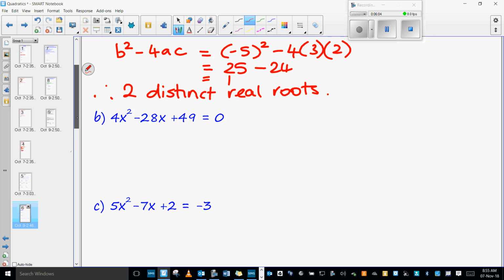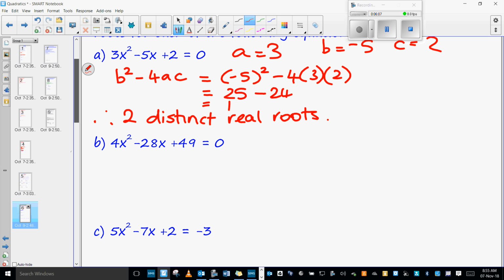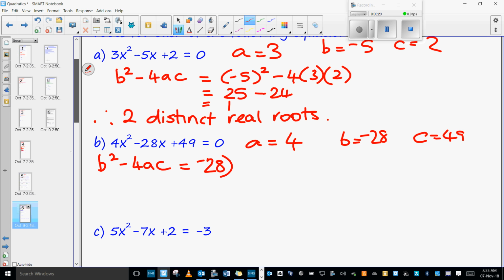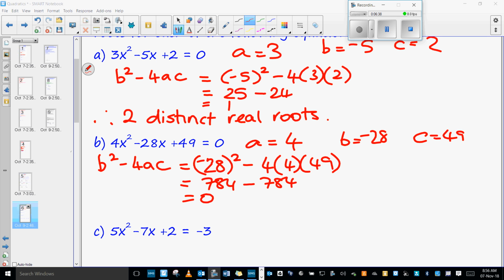Next one. This would be on the calc paper, hopefully. Okay, A, B, C. So b squared minus 4ac is negative 28 squared, subtract 4 lots of 49. Definitely count there. Alright, so we've got 0.